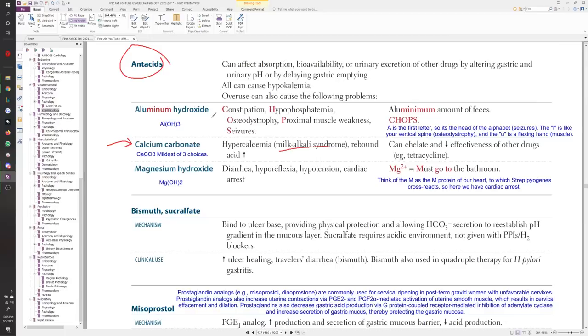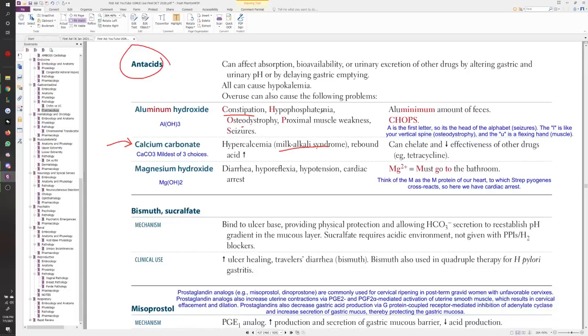That's it. Aluminum hydroxide and magnesium hydroxide are both hydroxides that are really easy to remember. Aluminum causes minimum amount of feces. You actually get a patient who ends up getting constipation, right? And then I came up with my own little thing for memorizing the rest of what this does. The A is the first letter in aluminum, so it's the head of the alphabet. So the A reminds me of seizures. The L is like your vertical spine, so you get osteodystrophy, right? And the U is like flexing your hand. When you flex your arm, you make a U sign with your body, and that's your muscle not having enough strength to it.